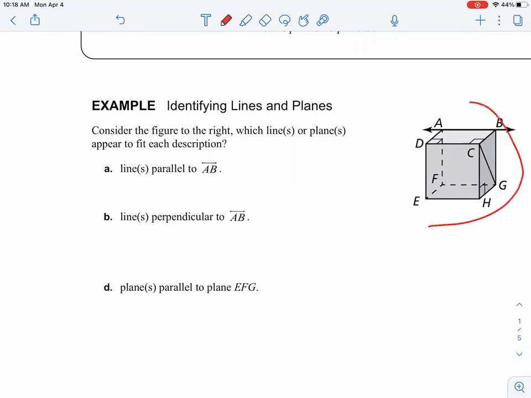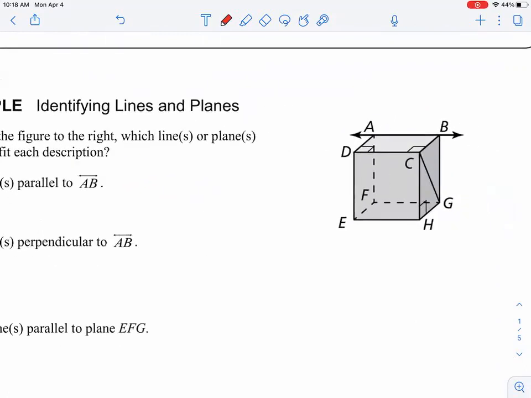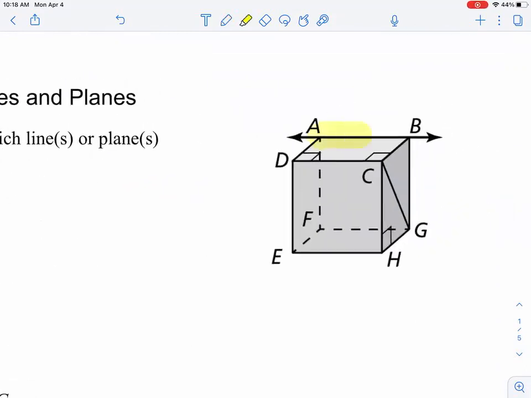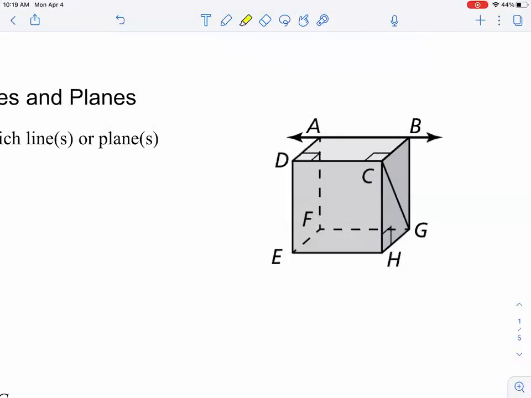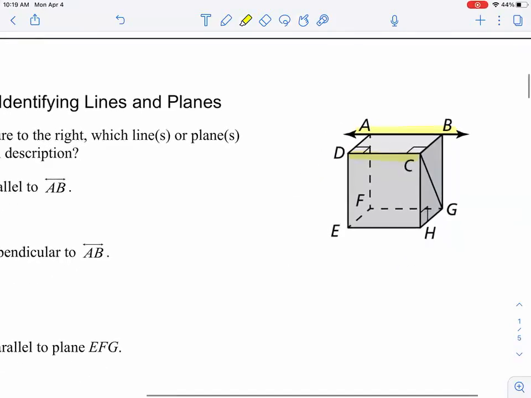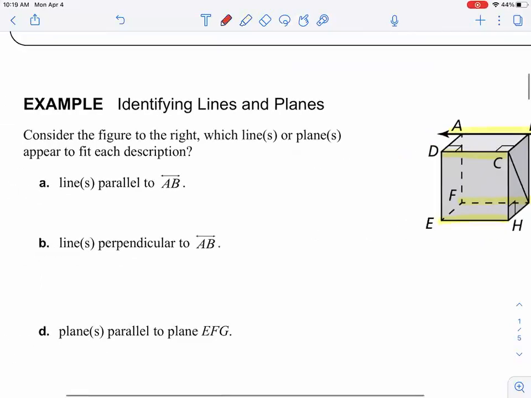This figure here is three-dimensional, and so we need to visualize that a little bit. Lines that are parallel to AB. So AB is here. There are many lines that are parallel to that. I would say this line here, DC, or we could say segment DC. But there's also EH and FG. Yes, very good.